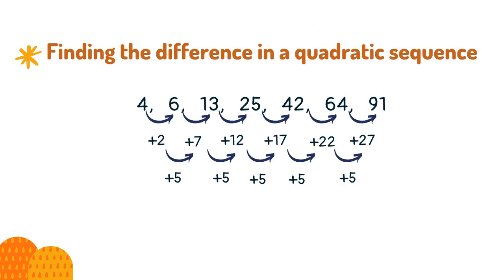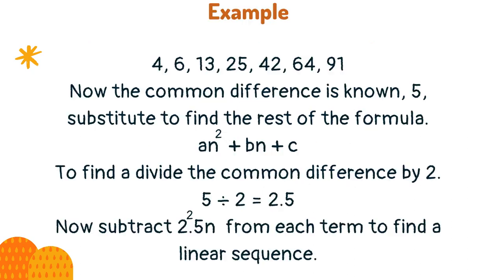To find the difference in a quadratic sequence, find the differences between the terms. These differences will be different each time, and then find the difference between the differences. This should be equal. For example, 4, 6, 13, 25, 42, 64, 91. Now the common difference is known, 5. Substitute to find the rest of the formula.